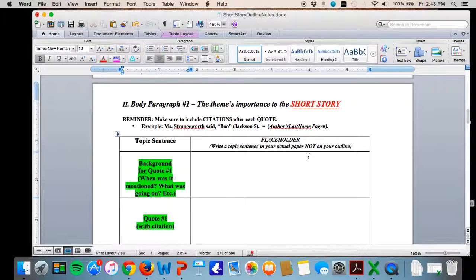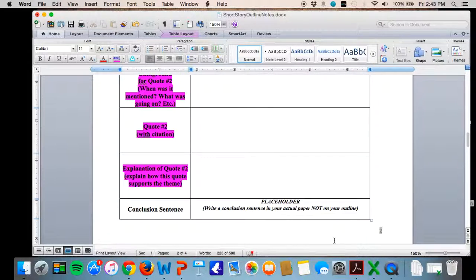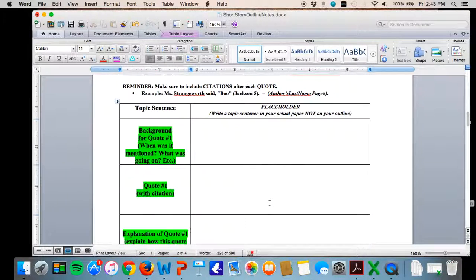We obviously got this message from this author, and we need to know how we got that message. What did we see happen in the story or through the characters in the story that told us that this theme exists? For our outlines, we do not have to outline our topic sentences, our transitions, or conclusions. You will write them when you get into the actual writing and drafting of your paper.